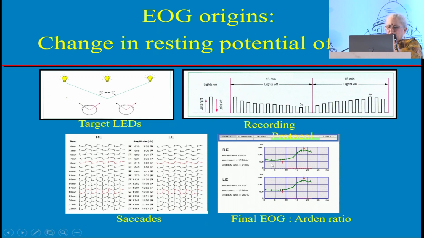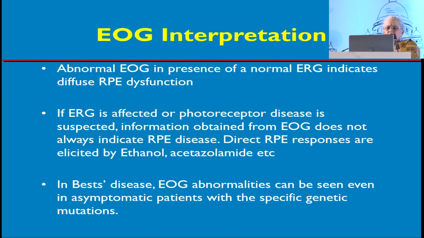The signals will be low here, and as we increase the light, the light response comes. These responses are not from the RPE, they are from the photoreceptors, which then change the milieu of the RPE, and the signal will increase. So it's an indirect response. An abnormal EOG in the presence of a normal ERG means that there is an RPE dysfunction.